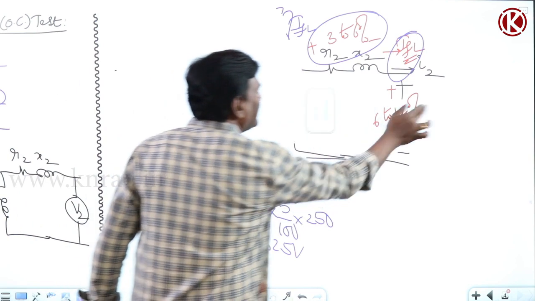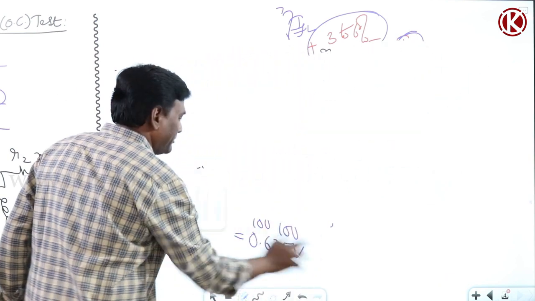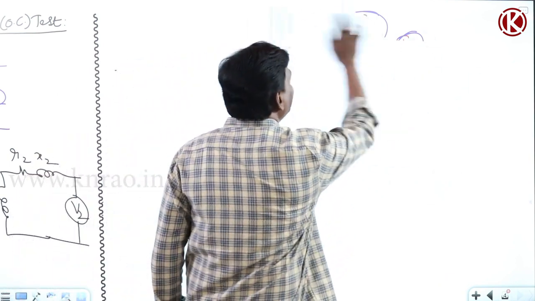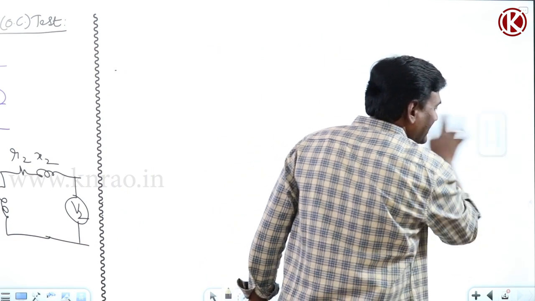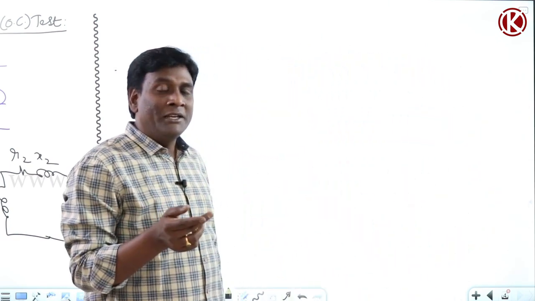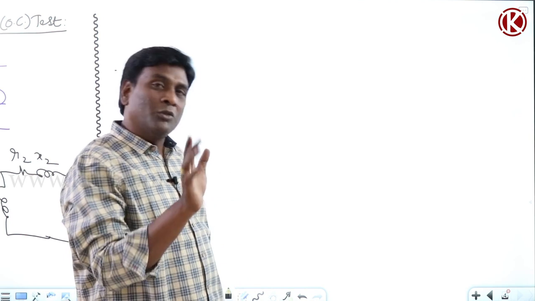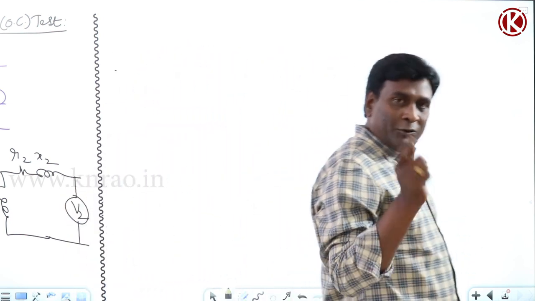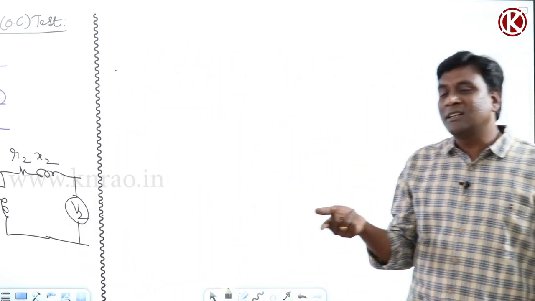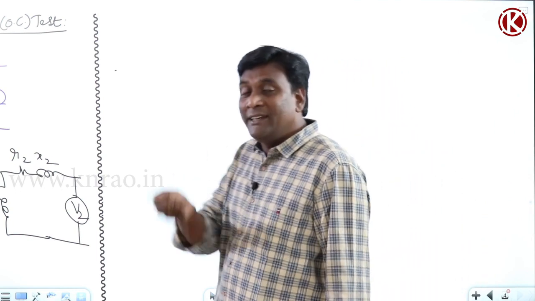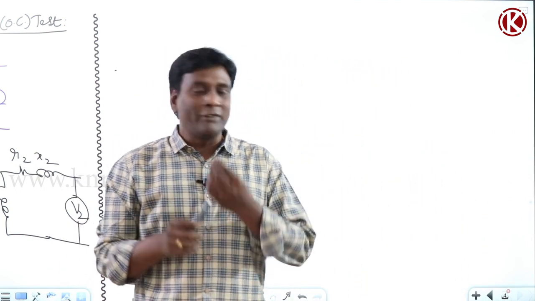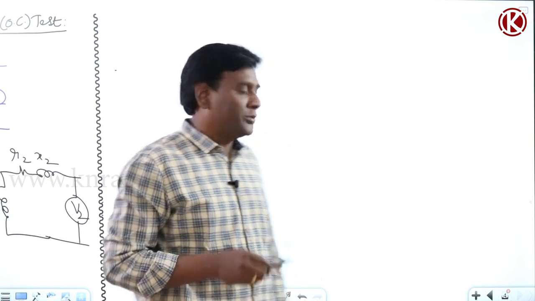If I supply rated voltage, rated frequency, what will happen? If I supply other than rated voltage, other than rated frequency, by not maintaining V/F ratio constant, what will happen? If you supply other than rated voltage, other than rated frequency, by maintaining V/F ratio constant, what will happen? So three things we are going to discuss.